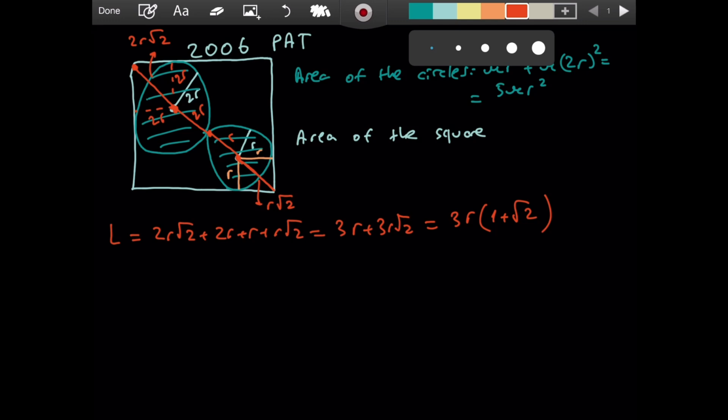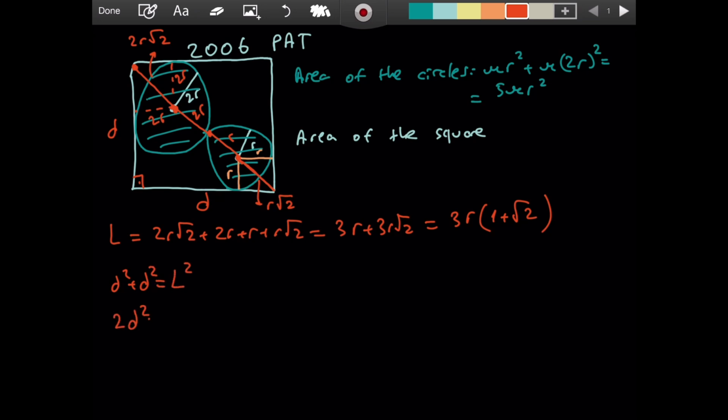If you know one diagonal of the square, you in fact know the side as well. From the Pythagorean theorem, since this is 90 degrees, if one side is d, we know that d squared plus d squared gives you L squared. So 2d squared is L squared, which means that d is L over the square root of 2.